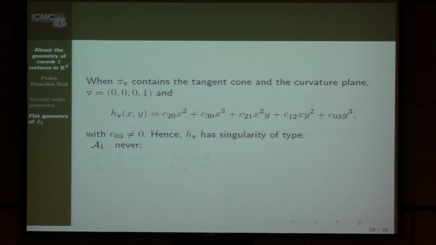And at last, when π_v contains both the tangent cone and the curvature plane, v will be given by this vector, and the height function will never have singularity of type A1. A2 if and only if the umbilic curvature is non-zero, and A3 if and only if the umbilic curvature is 0. This case didn't appear in our first approach because it's not generic.